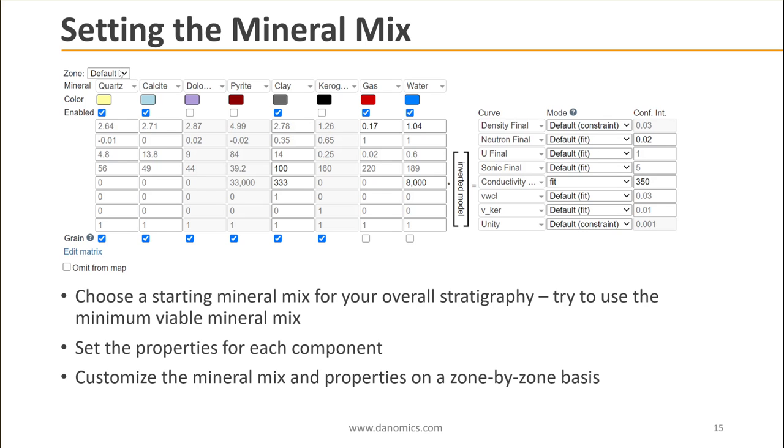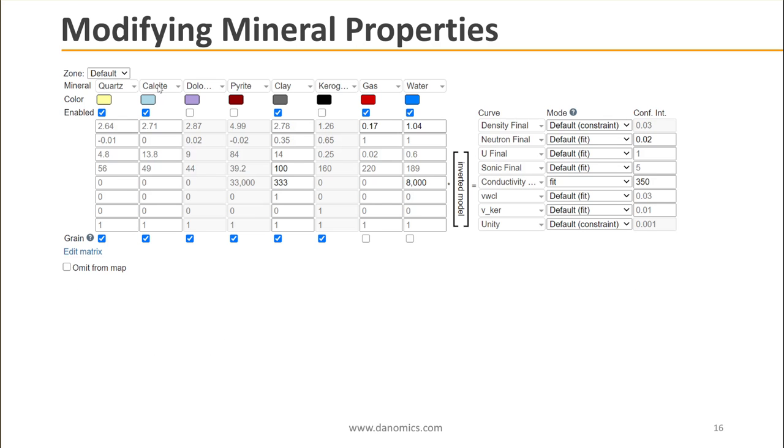And we can customize this mineral mix as needed. So when you first pull it up, the zone will say default, and when you set this, that'll apply to every zone. But then you can go in and set the mineral mix, the curves that are used, and the properties that are used on a zone by zone basis, just using this drop-down menu there.